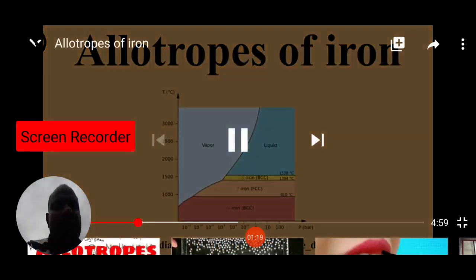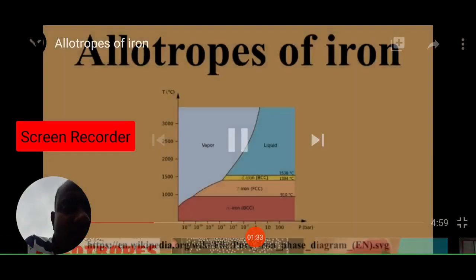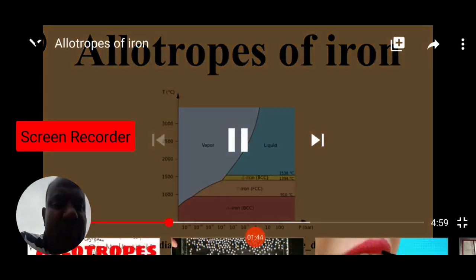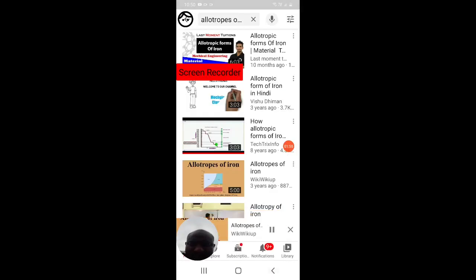Standard pressure allotropes. Delta iron. As molten iron cools down, it solidifies at 1595 degrees Celsius into its delta allotrope, which has a body-centered cubic crystal structure. Delta iron can dissolve as much as 0.09% of carbon by mass at 1493 degrees Celsius. Gamma iron, austenite. As the iron cools further to 1394 degrees Celsius, its crystal structure changes to face-centered cubic.